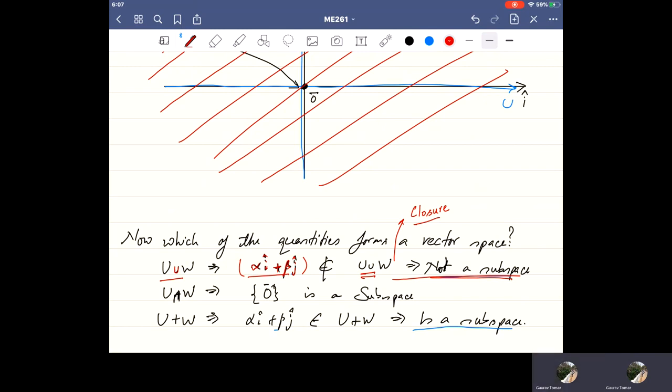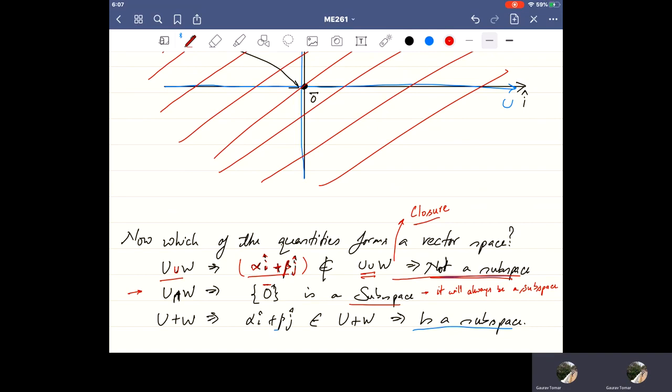Now, U intersection W is just a zero vector. In this case, you can see clearly it's a subspace, but it will always be a subspace, not just in this example. In this case it becomes a little more trivial, but you can show that U intersection W will be a subspace, and that will be part of your assignment.